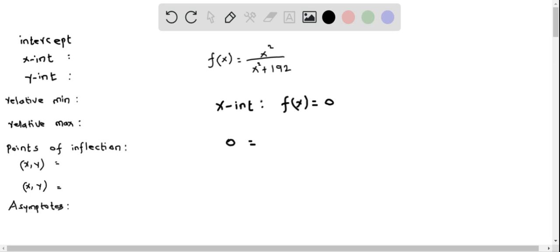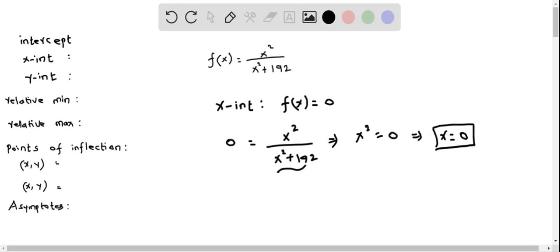So therefore 0 equals x squared divided by x squared plus 192, and when we multiply both sides by this expression we get x squared equals 0, and this gives x equal to 0. So the x-intercept is 0, that is, 0 comma 0 is the x-intercept.